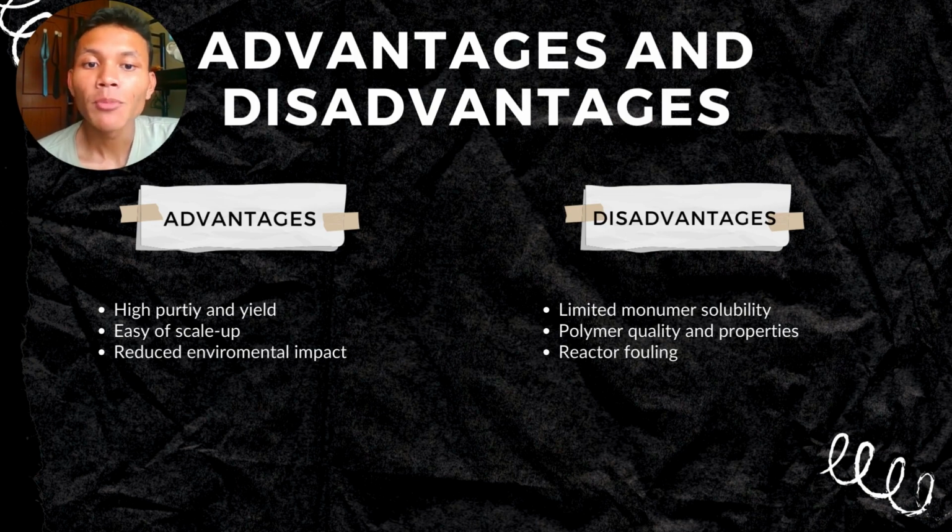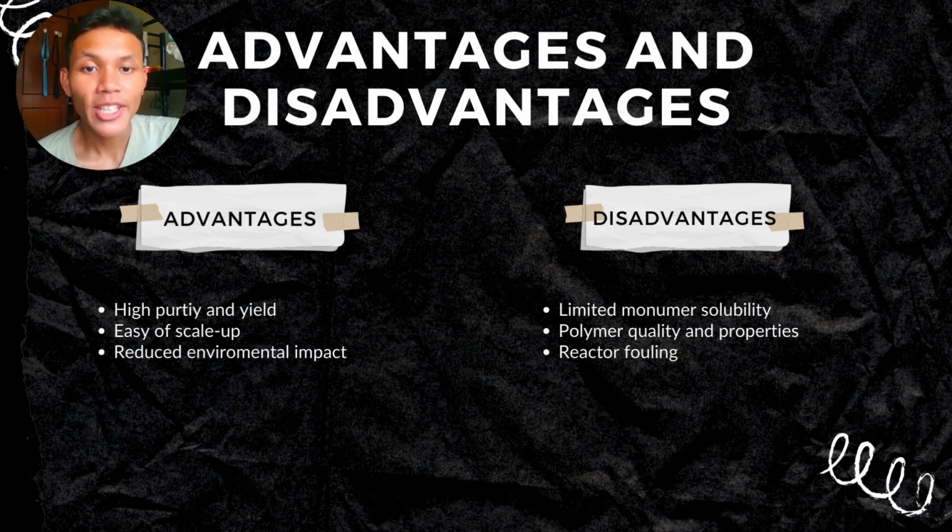We have the limited monomer solubility. The solubility of monomers in the gas phase can limit the reaction rate and overall polymerization efficiency. This is particularly relevant to monomers with low gas phase solubility. And then we have the polymer quality and properties. Achieving specific polymer properties such as molecular weight distribution and branching can be more challenging in gas phase processes compared to solution or slurry processes.